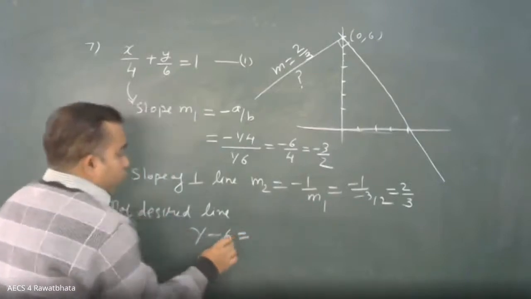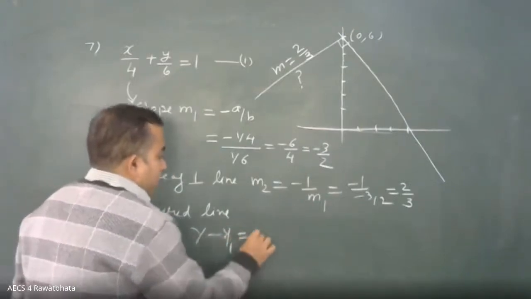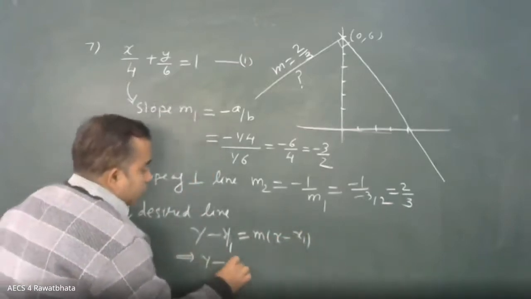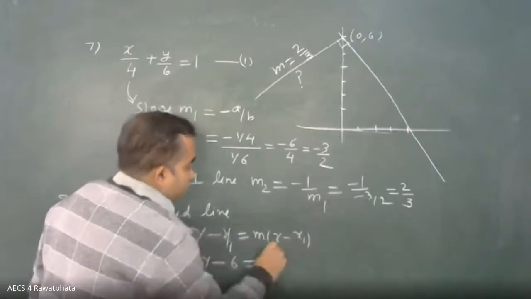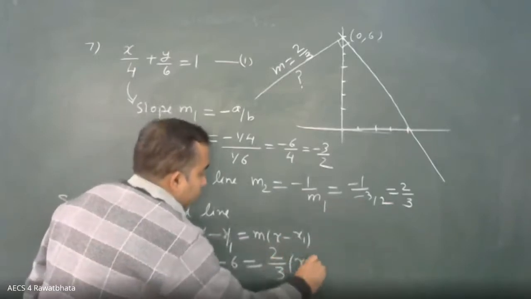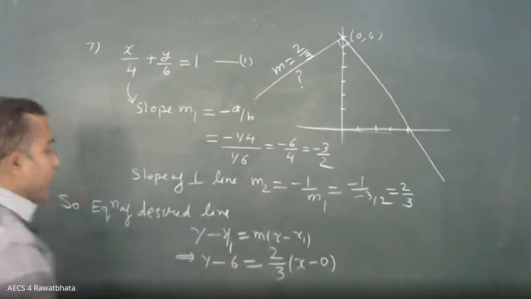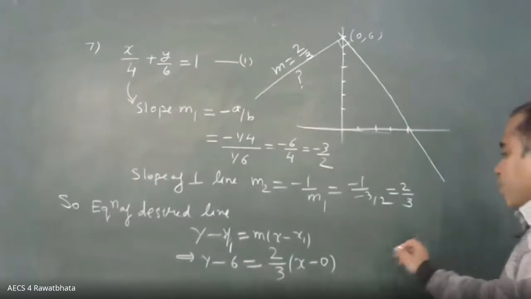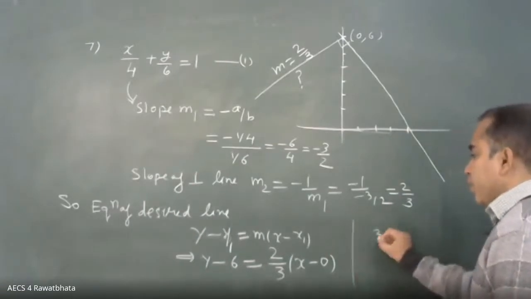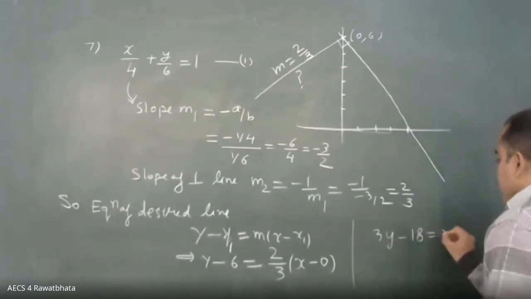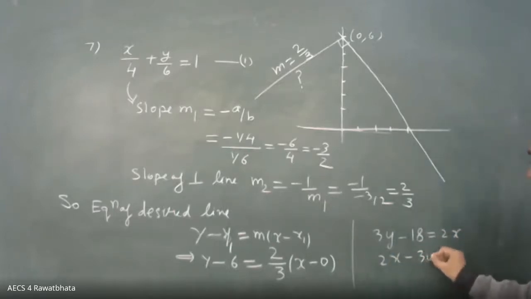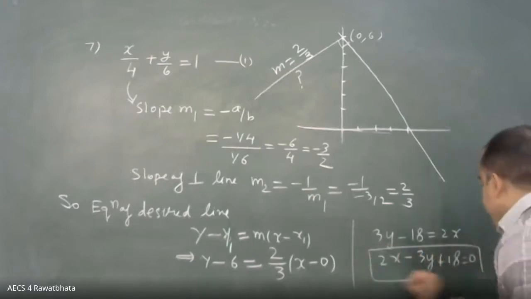Yes, the standard formula is y minus y1 is equal to m(x minus x1). So this will become y minus 6 is equal to m, 2 by 3, x minus 0. Correct, and you can check the answer. If I cross multiply, it will give me 3y minus 18 equal to 2x. And if I take all the terms to one side, 2x minus 3y plus 18 equal to 0. So Ayush, you check the answer, and I hope it should be right.